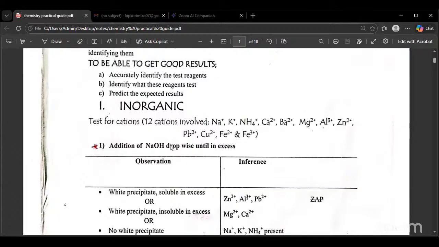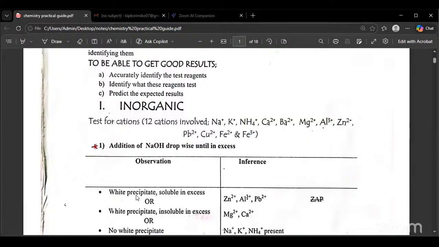So addition of sodium hydroxide. Sodium hydroxide is written this way. Actually, this one is intentional. Most of the people will write NaOH. They will not write in full because the white thing that is normally sticker is very small. So ukiandika sodium hydroxide kidogo itakuwa hata students watashindwa kusoma, or it will be very tiny. So I would prefer to write a very big NaOH, meaning sodium hydroxide. The drop is until in excess.